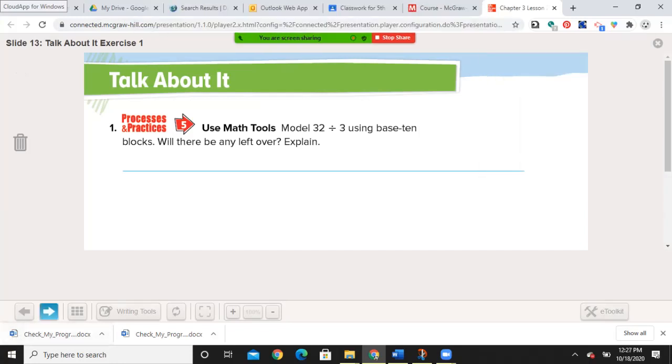I'm going to give the model here. I could do 3 giant circles and just start putting them in. I could actually even better take 3 tens pieces, put them over here, and there's going to be 2 left over. So that would be my remainder.